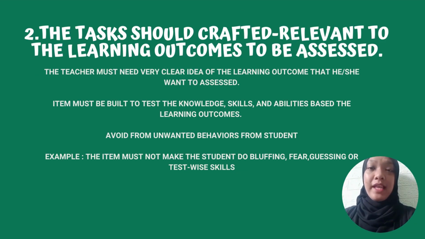So now we move to the second fundamental principle. The second one is that the task shall be crafted relevant to the learning outcomes to be assessed. The teacher must have a very clear idea of the learning outcome that he or she wants to assess. Items must be built to test the knowledge, skills, and abilities based on learning outcomes. Avoid unwanted behaviors from students. For example, the item must not make the student do bluffing, fear, guessing, or test-wise skills.